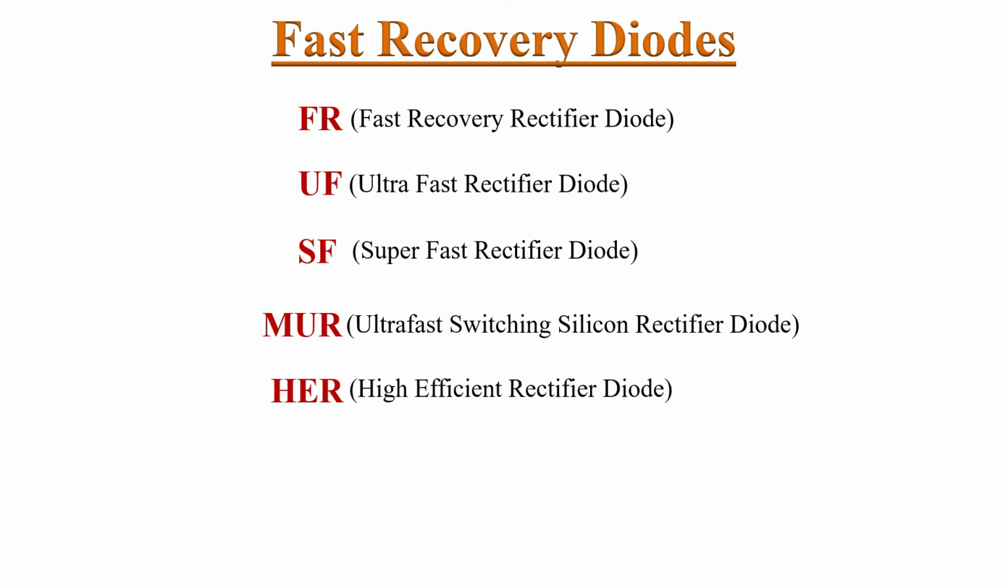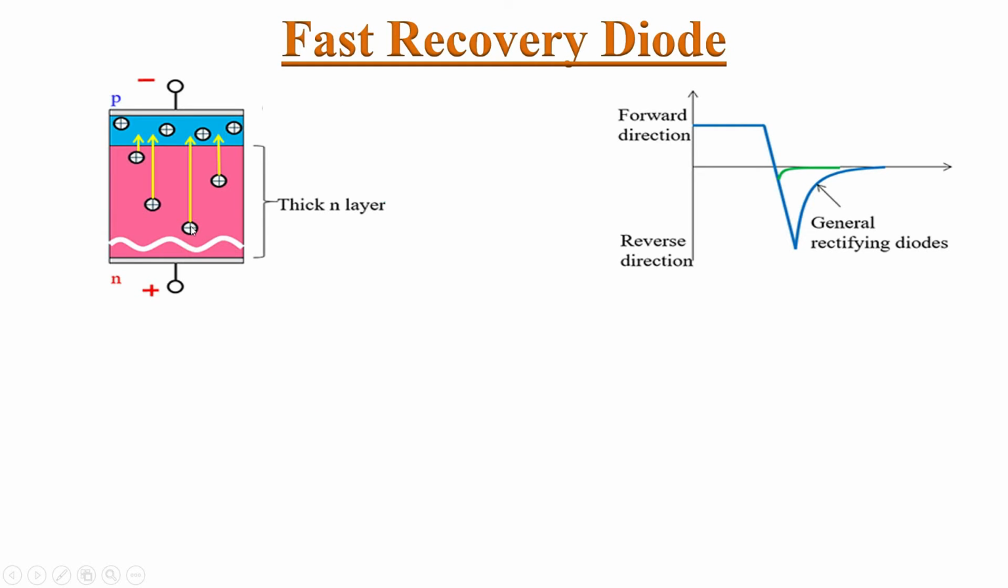Now we will discuss fast recovery diodes, FR, UF, SF diodes and so on. What is a fast recovery diode? In a normal PN junction, the N region is much thicker than the P region. So during reverse bias, it takes time for the holes that have gone deep into the N layer to come back. So the reverse recovery time is higher.